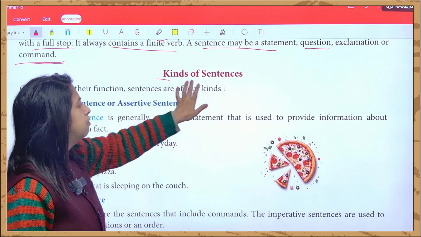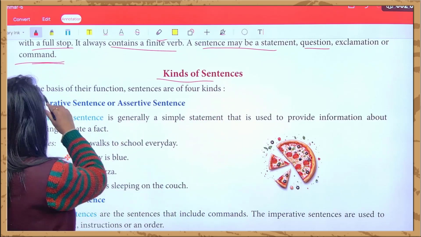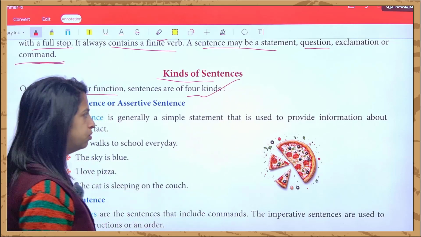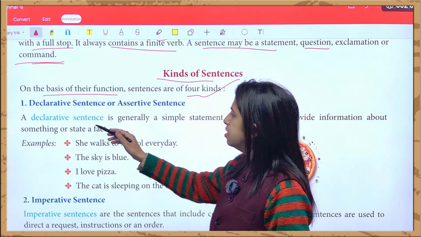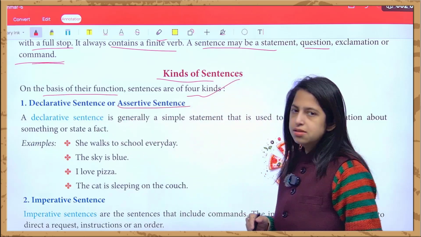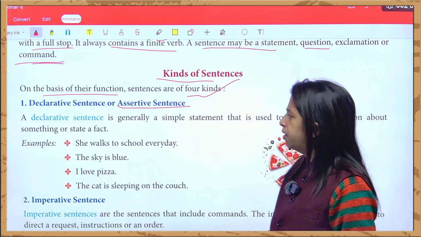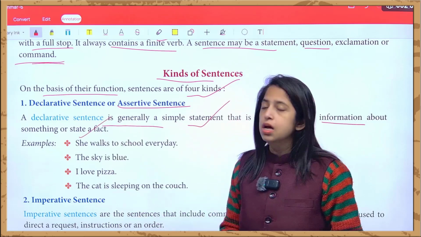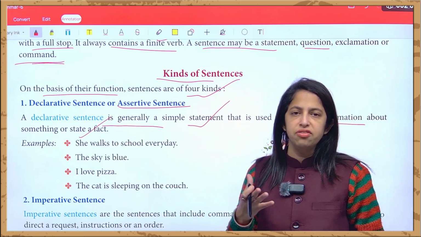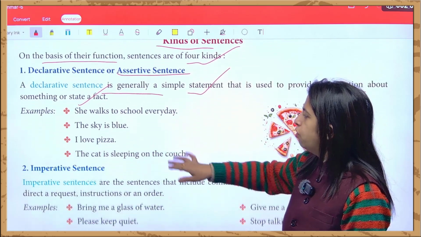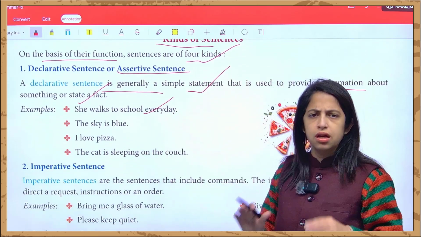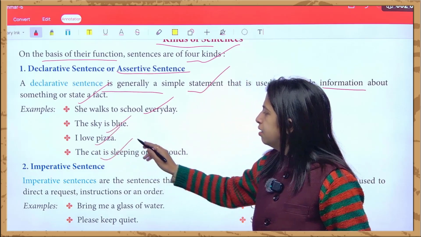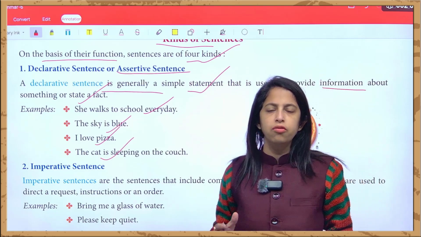Now we'll be studying the kinds of sentences. On the basis of their function, sentences are basically of four kinds. The first that we will be studying is declarative sentences, or you can say assertive sentences, meaning simple sentences. It is generally a simple statement that is used to provide information about something, or to state a fact. For example, she walks to school every day, a perfectly normal thing. The sky is blue, I love pizza, and the cat is sleeping on the couch.